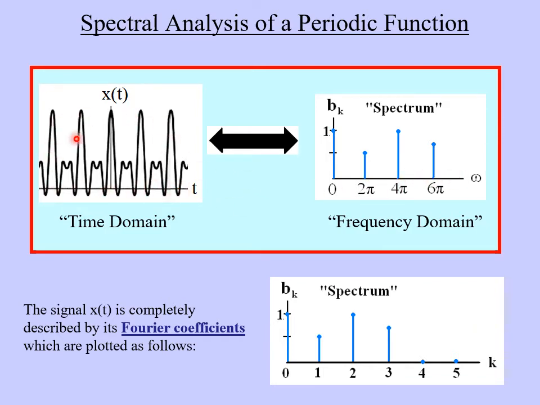So for this example right here, remember that there were 4 frequency components at 0, 2 pi, 4 pi, and 6 pi. And the coefficients for each of those components were 1, 1/2, 1, and 2/3. Those numbers were shown on the previous slide. So this representation here of the signal is called the spectrum of the signal. It tells us what the frequency makeup of this signal is.